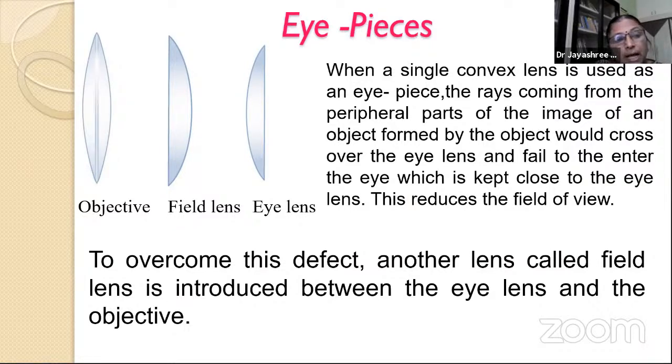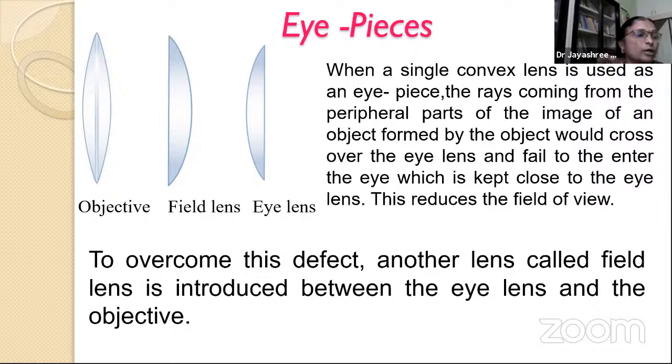Another drawback is that the field of view becomes smaller and smaller as the magnification of the instrument is increased. Hence the rays passing through the outer portions of the image are refracted through the peripheral portions of the eye lens, and they cannot enter directly into the eye.